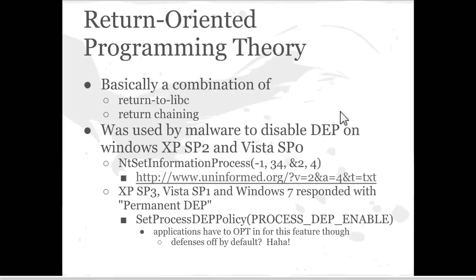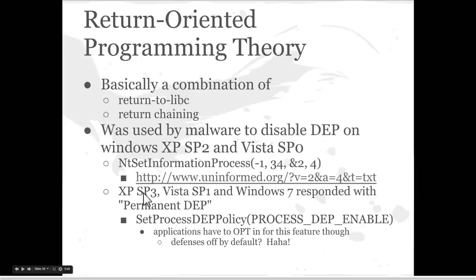So return-oriented programming is essentially a combination of return-to-library-style techniques and return-chaining techniques. This type of exploit was used by malware to disable DEP on Windows XP Service Pack 2 and Vista Service Pack 0. Those service packs basically introduced DEP, some form of ASLR, stack cookies and other stuff. By using these techniques, they were able to call a function to disable DEP, and then execute a traditional payload. When attackers are writing exploits in malware, usually the first goal is to disable DEP, so they can execute a simpler traditional exploit that they have somewhere in process memory.